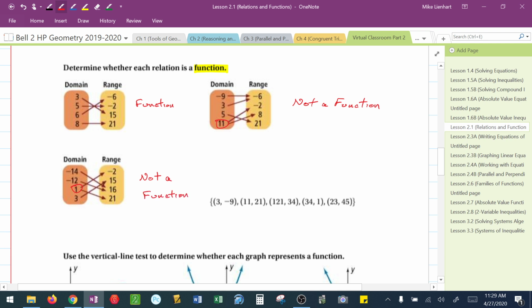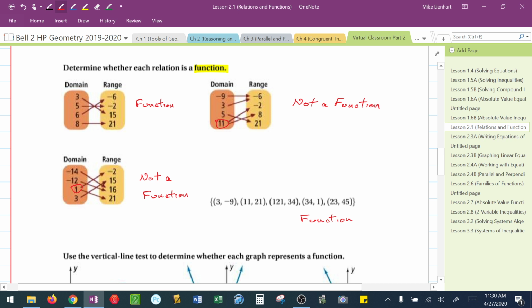All right, if you look at the fourth example, I have 3, 11, 121, 34, and 23 as my domain values, or as my input, or as my x's. They all mean the same thing. One thing that I notice here is each of the input values is different. Therefore, I know this is going to be a function. For each x, there was only one y.